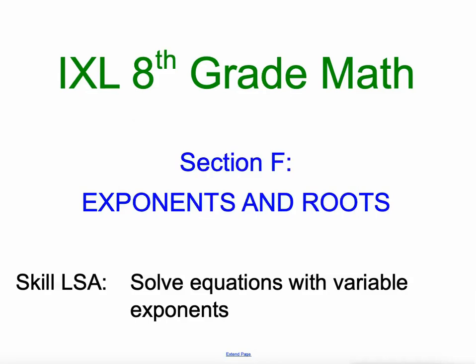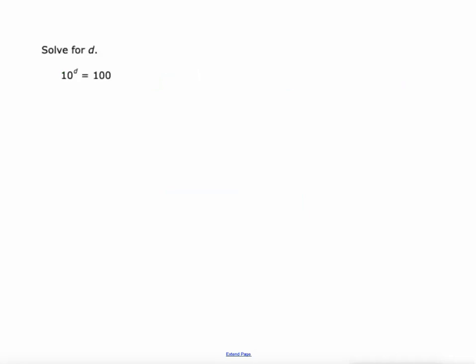Moving on to Skill 3 in Section F of IXL's 8th grade math. Today it's solving equations with variable exponents. And really, this is just a fancy way for IXL to get you to work backwards with exponents, to take expressions like 100 and write them in exponential form.